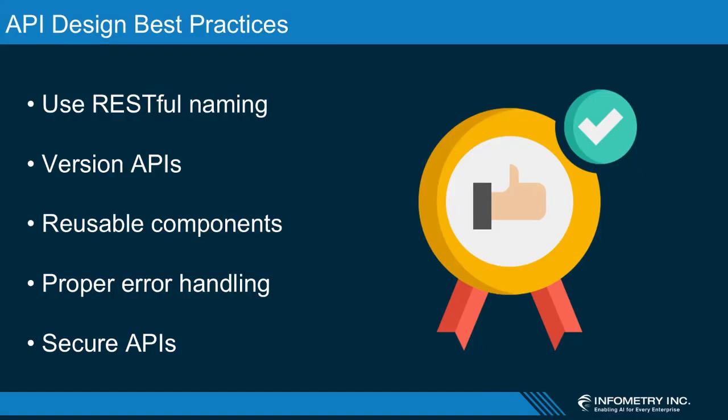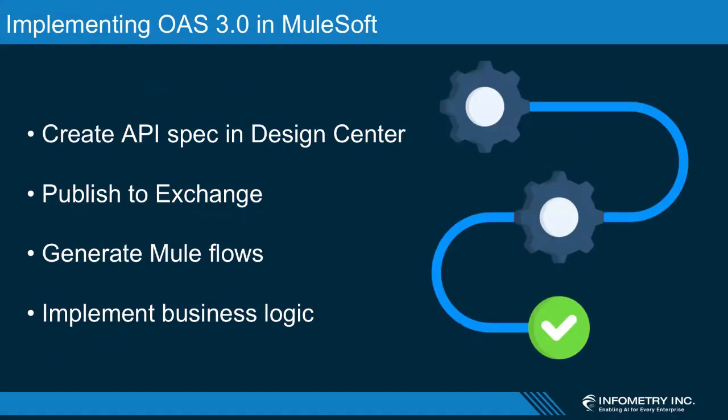And last but not least is securing our APIs. Security should never be an afterthought. Basically, we should decide which authentication or security we need to apply for that particular API to get it secured. We have a wide range of authentication methods in MuleSoft, like OAuth and client credentials, and policies should all be applied consistently to secure APIs. So the next is implementing OAS 3.0 in MuleSoft.